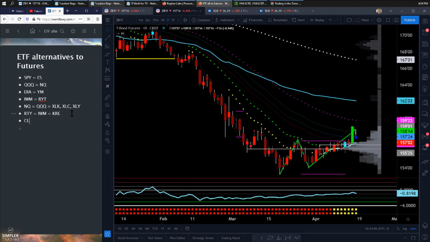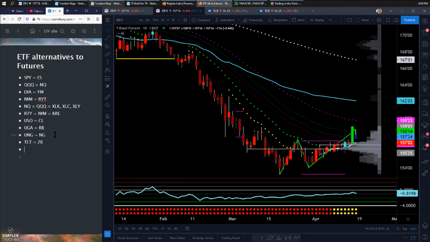We have some other ones like crude oil, which is the USO. We also have UGA for RBOB gas. We have UNG for natural gas, which is a really important one because natural gas can be very, very volatile. And so a lot of times they'll say, hey, go with options on the very liquid UNG. We have the TLT for the ZB futures.